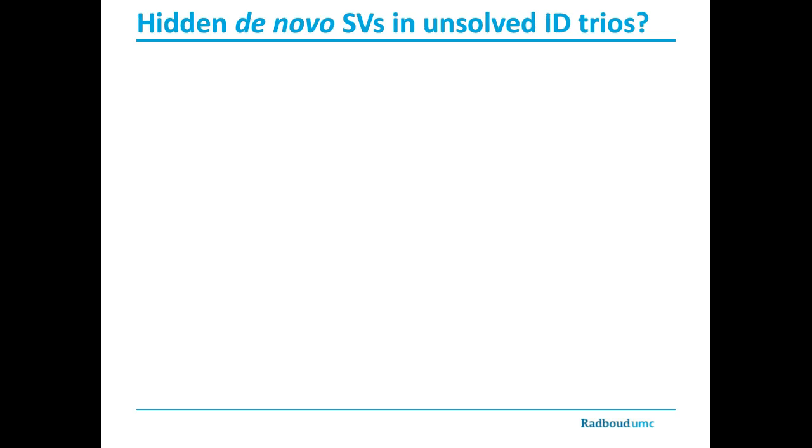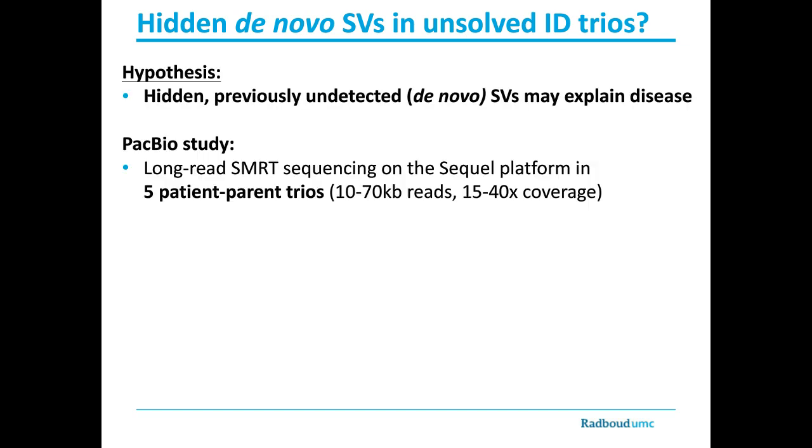So that was one of our working hypotheses. Could there be any hidden de novo structural variants in the unsolved ID trios after genome sequencing that may explain disease? So that was a small study we started, and initially we thought we'll go for long-read genome sequencing. So we used the PacBio system and did SMRT sequencing on 5 patient-parent trios in which the disease cause in the patient was not found yet. Those were done with 15 to 40x coverage and on average 13 kb reads. So really long-read genome sequencing.